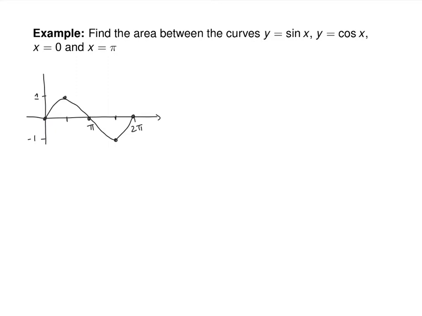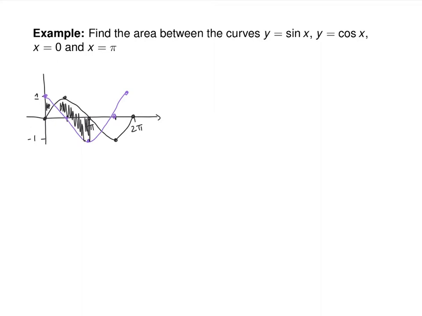Now cosine x, cosine of 0 is 1. By pi halves, we're down at 0. By pi, we're at negative 1. At 3 pi halves, we're at 0. At 2 pi, we're back at 1. And we want to find the area between 0 and pi, so that's this part plus that part. That's the area that we're looking for.